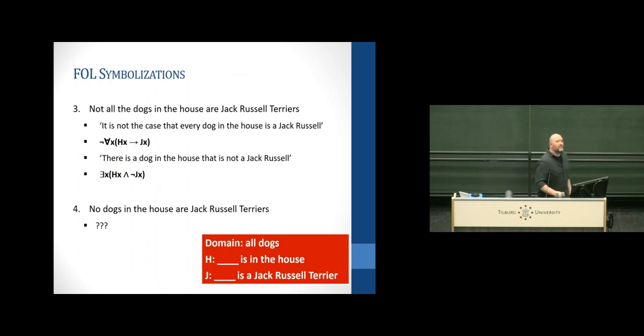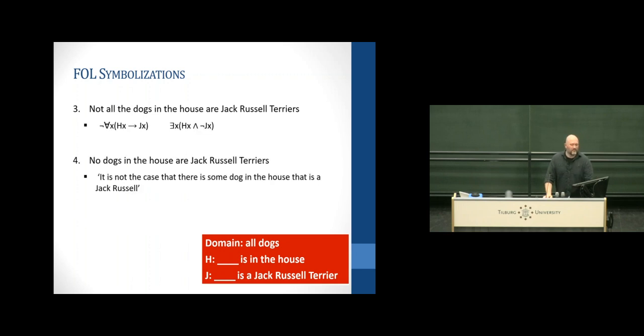How would we do no F's are G's? Yeah. We literally just take the negated existential. Because, again, if we take no dogs in the house are Jack Russells, we can paraphrase this as, it's not the case that some dog in the house is one of those, which is literally wearing the structure on its sleeve. It is the negated existential.